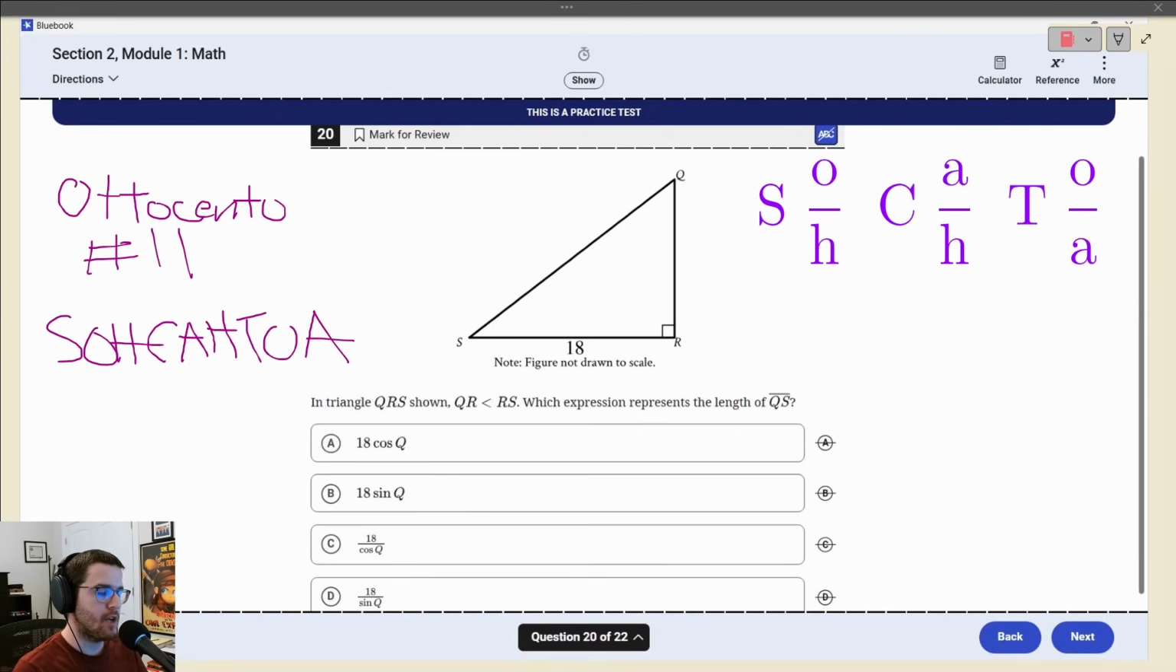Okay, question 20. I go over this in great detail in my Otacento number 11 on SOHCAHTOA. I actually do examples just like this. So I'm just going to assume you've already watched that. If you haven't already watched it, go give it a watch. There's a free worksheet with problems you can practice.